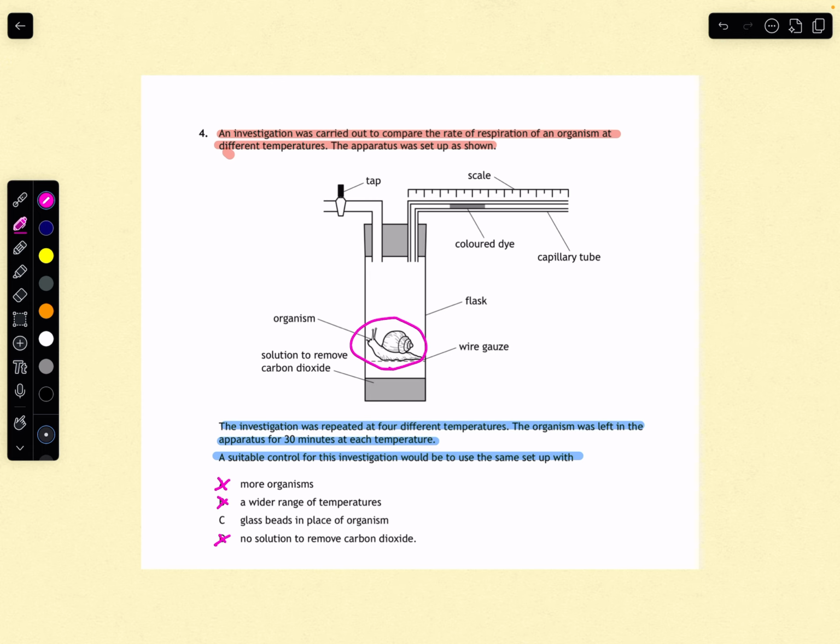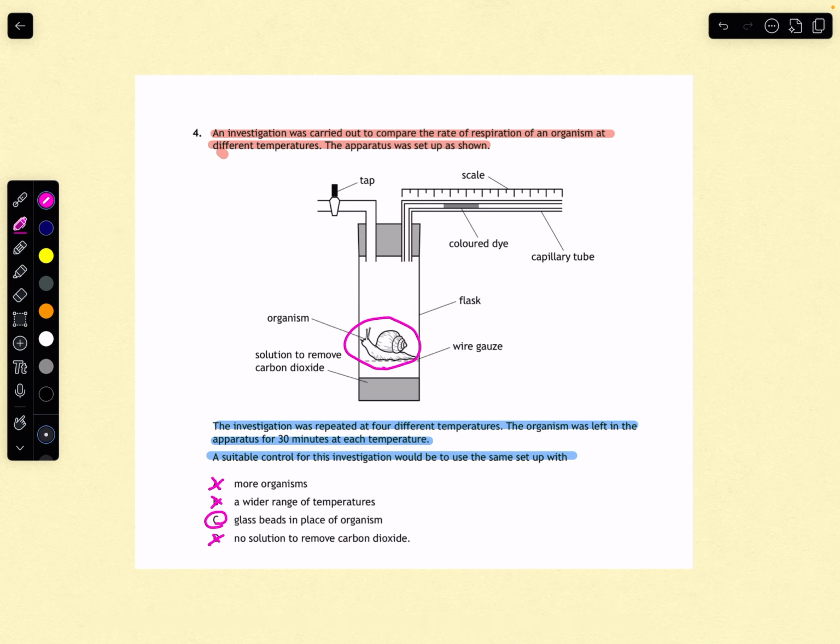Going back to C, this is the most suitable one, because to wrap it up, you're taking away what is actually driving what is measured, okay, the dependent variable in this. You're taking away the snail, you're replacing it with glass beads that are not respiring. The investigation setup looks exactly the same. Experimental design is exactly the same, but you've taken away something living and respiring and replaced it with something non-living that's not going to be respiring, giving any result at all. So for this, your answer is going to be C.